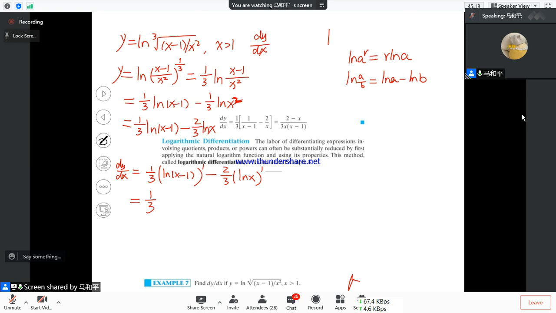And this is equal to 1 over 3 times, here this is a composition, by the chain rule, ln(x minus 1) prime. We know ln x prime is equal to 1 over x, and please tell me this one: ln(x minus 1) prime is equal to? Hello, student, someone? Please tell me the first answer for log(x minus 1).